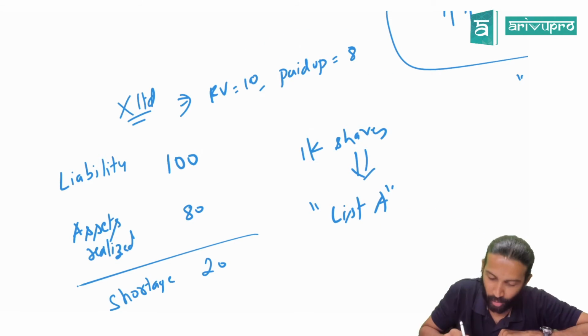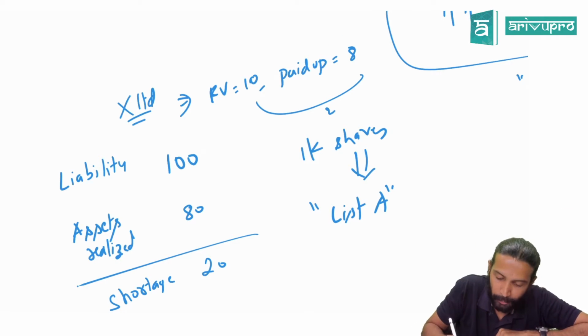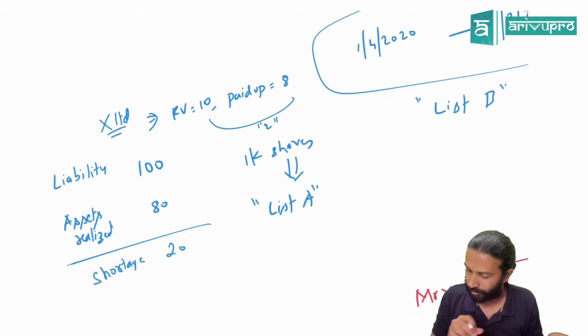You can ask how much ever you want. They will pay only how much? They've already paid 8 rupees per share. How much more can they pay? Maximum 2 more rupees on one share. This is the leeway given. Yes or no? Are we fine?